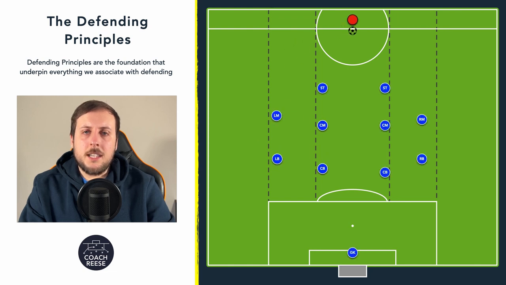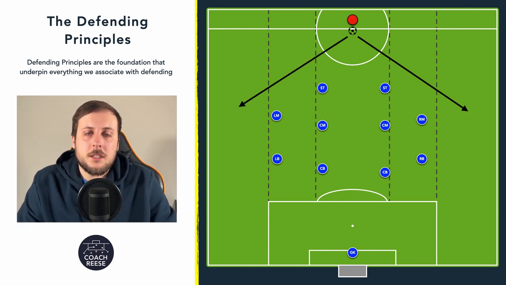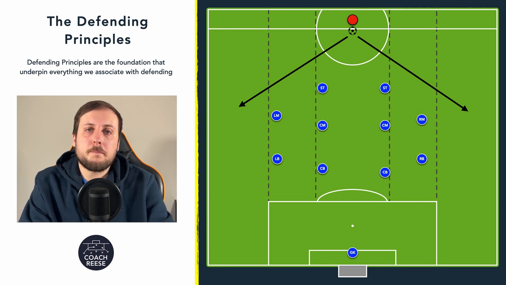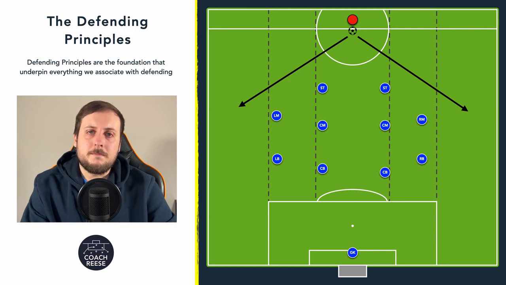So with dictate, we are trying to decide where the opposition progress. So the most common one we see is we try and send the opposition wide, away from central areas, because the goal's in the centre, so we send them wide, the further away. Or we might also send them backwards, for the same reason, they're going further away from our goal.